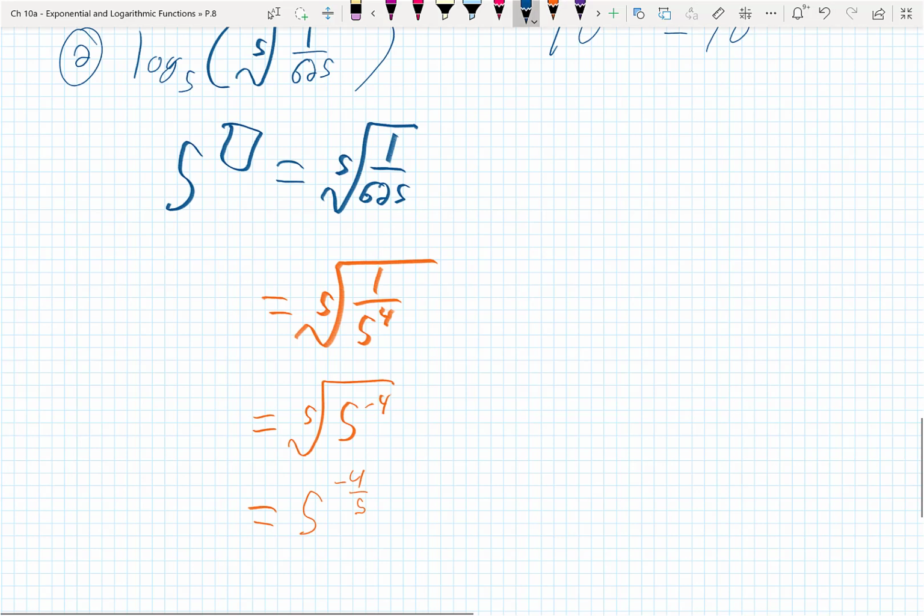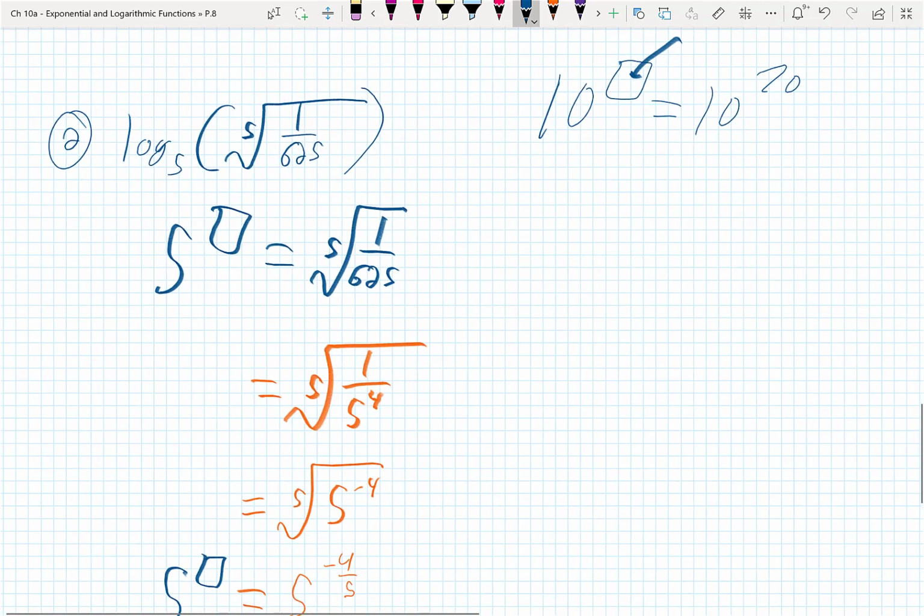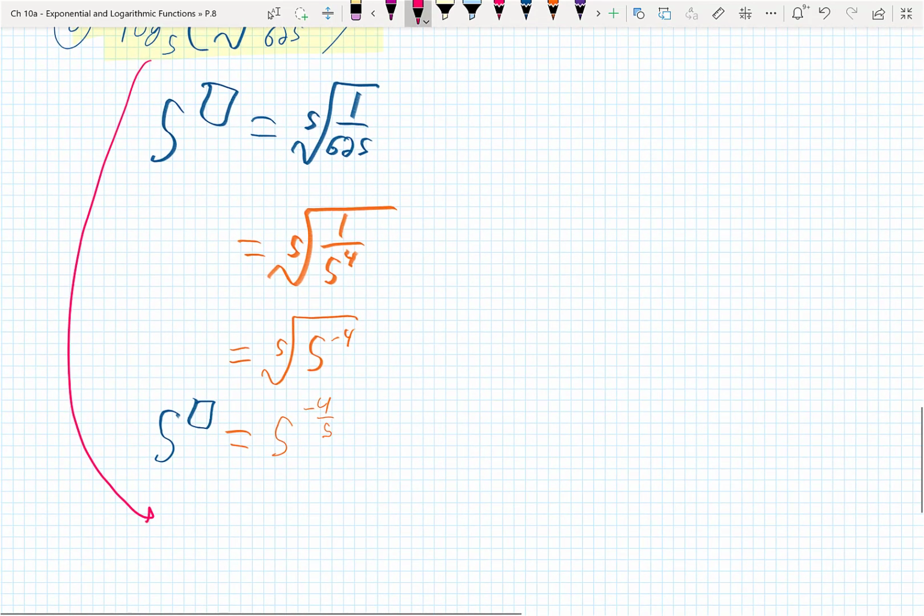So let's carry this down again. 5 to what power is 5 to the negative 4/5? Negative 4/5. So this whole thing up here equals negative 4/5. And that was one way you can do it. And I like that way because it uses what we did before. I always love it when we've done what we did before to solve a new problem.